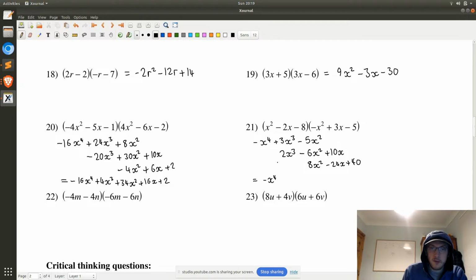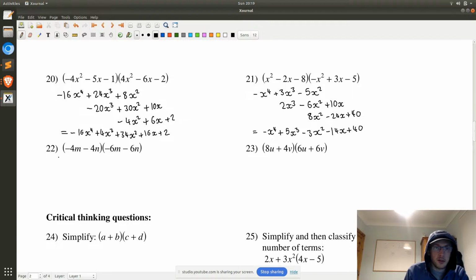Negative x to the 4. Combine these. Plus 5x cubed. Combine these. What's 8? Take 11. Negative 3. And combine these. 10 take 24. Well, that's negative 14. And finished.